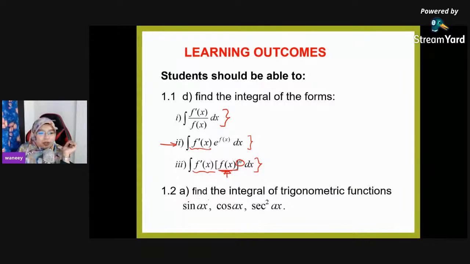And then you should know how to find the integral of trigonometric functions. So we have a few basic rules of trigonometric function. We have sine, we have cos, but this time we don't have tangent. We have secant square. So for integration, we learn how to integrate secant square, not tangent. Kalau tangent nanti dia kena pakai teknik lah. So for the basic rule of integration, it only involves sine, cos, as well as secant square. So those are the three things that you need to remember.